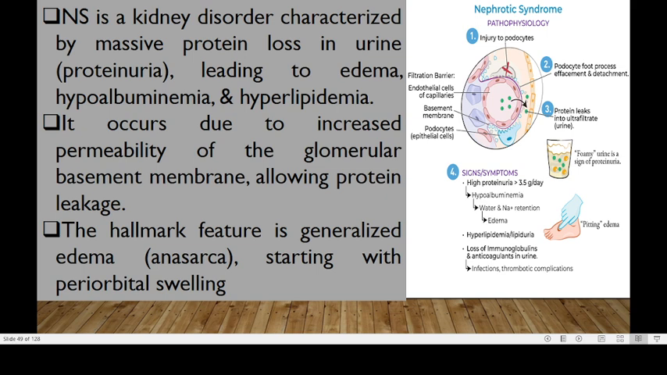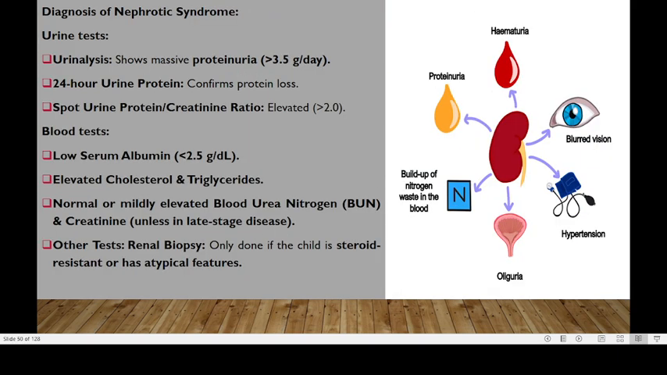So this disease occurs due to increased permeability of the glomerular basement membrane, allowing protein leakage. The hallmark feature is generalized edema. Generalized edema is commonly referred to as anasarca, and this starts with periorbital swelling. In terms of tests for the nephrotic syndrome, we could do urinalysis, which will show massive proteinuria, more than 3.5 grams per day.